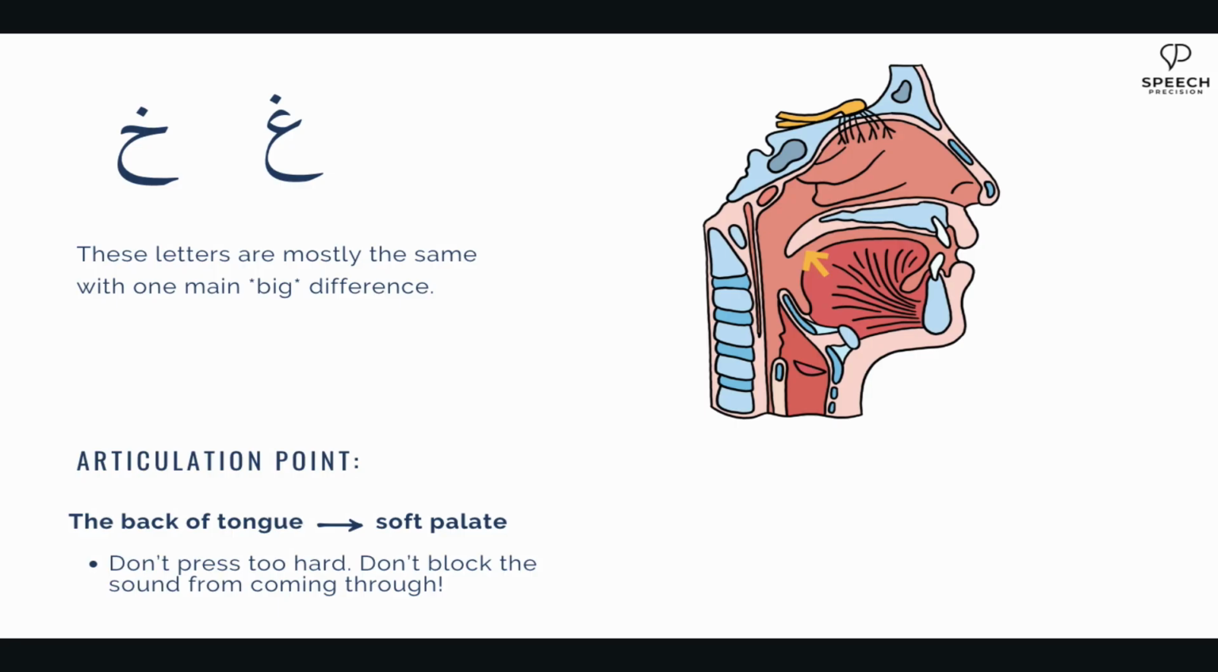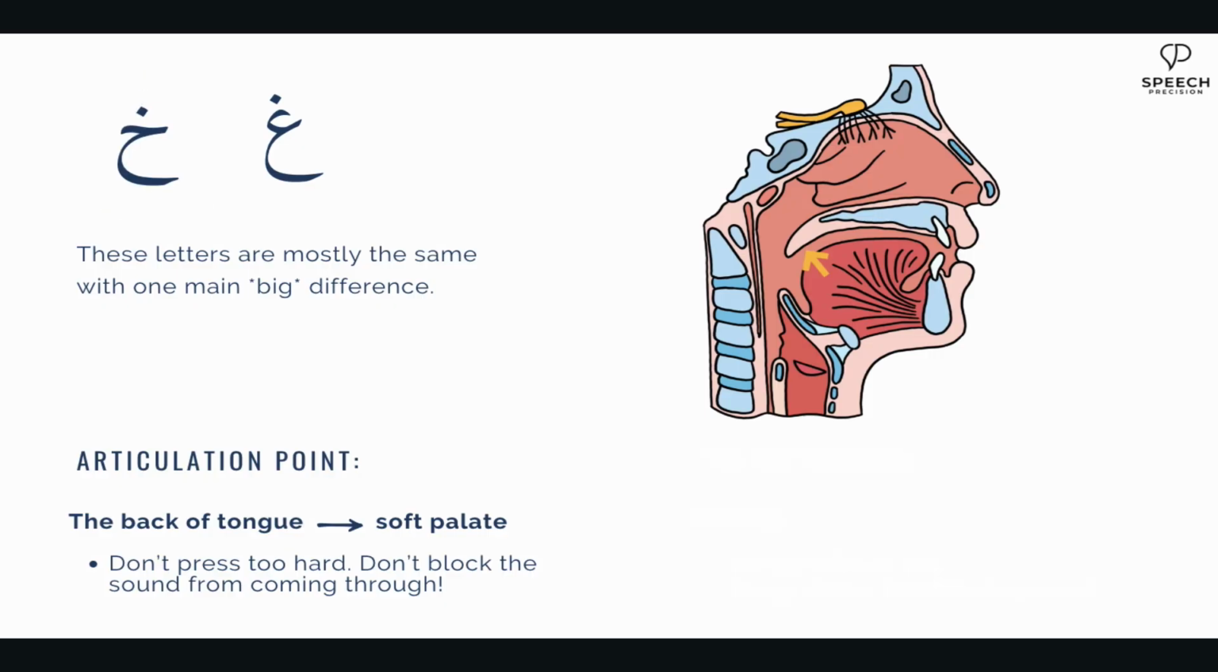But for both of these letters, you want to make sure not to press too hard. So you don't want to block the sound from coming through. You don't want to take your tongue and push it up against your soft palate, blocking the sound and making the sound kind of force its way through. It shouldn't sound blocked. So for example, you don't want it to sound like ugh. That's too much. You're doing too much. Or you don't want the ghayn to sound like ugh. That's also too much. They should sound more like l and ugh.